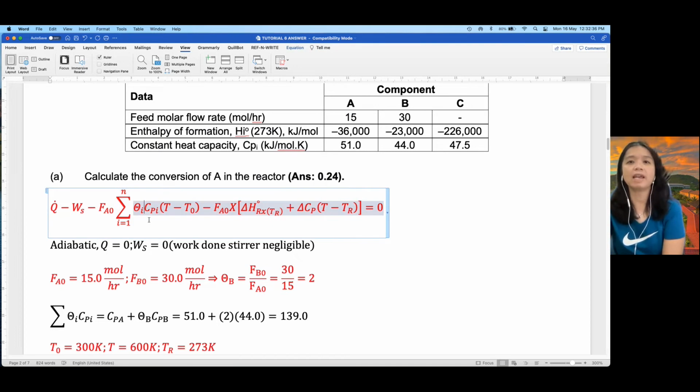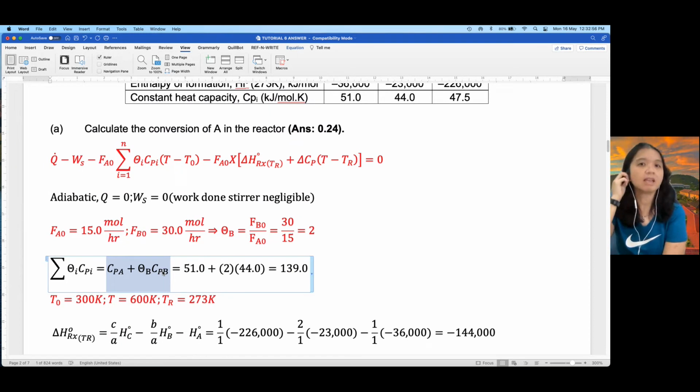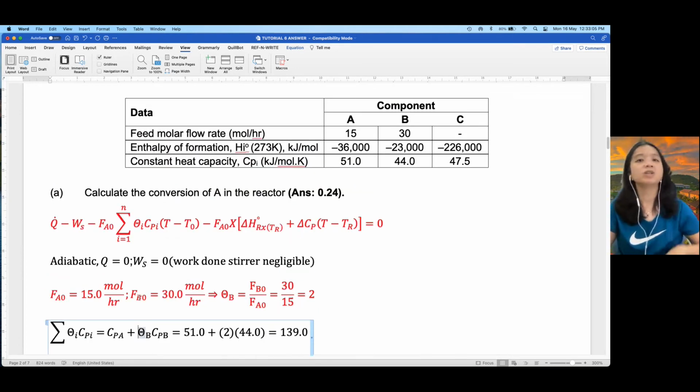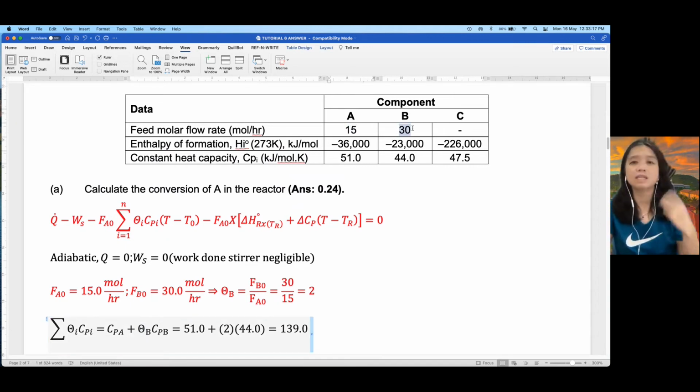Next, summation of theta i Cpi. The summation of theta i Cpi is only for reactants and inerts. We do not have inert in the reaction in this question, so we only have reactant A and reactant B. So the summation of theta i Cpi will equal CpA plus theta B CpB. From the table, CpA is 51. Then theta B, CpB. Theta B you have to find first. In this question, the initial amounts of A and B are given in terms of the initial molar flow rates, because we know FA0 is 15 and FB0 is 30 from the table.